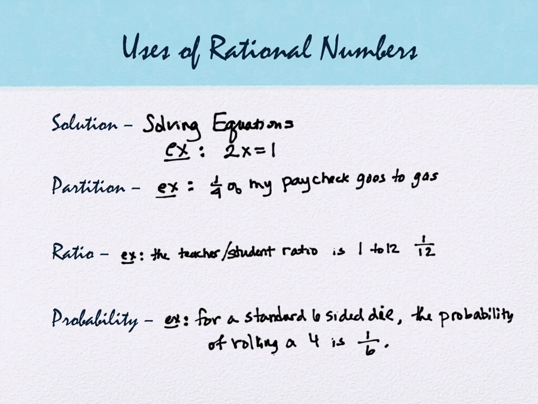Probability. So probability is the likelihood of something to happen as a general statement. So an example of probability might be something like this. For a standard 6-sided die, the probability of rolling a 4 is 1 out of 6 because there's 1 four and there's 6 total sides.